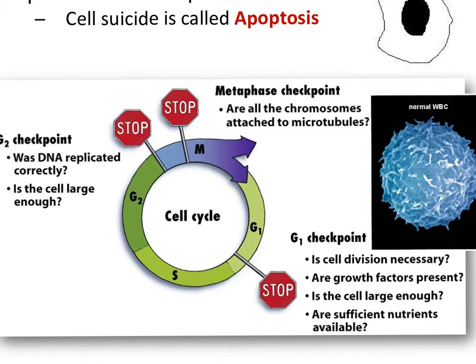They go through, and if everything's good, they go on into mitosis, where the nucleic acid in the nucleus and the DNA is all copied. And so both cells have identical DNA, okay? And then there's also a metaphase checkpoint in mitosis.